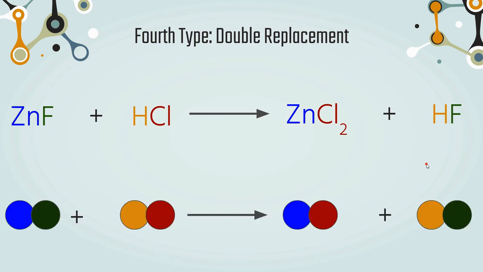Again, let's look at that as atoms. You can see we have blue-green and orange-red on the left. And on the right, we've switched partners. We have blue-red and orange-green. So we basically take everything and just change partners.